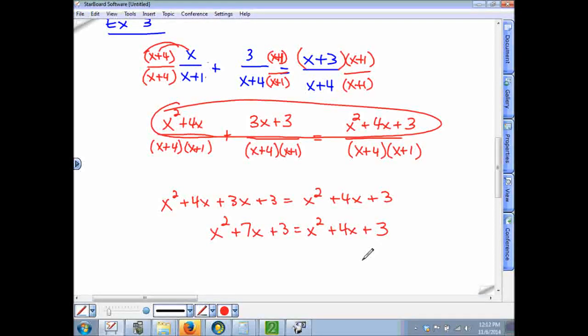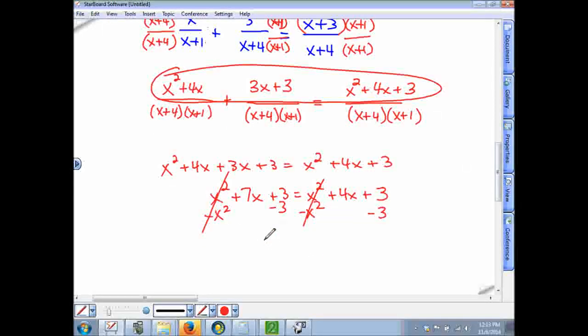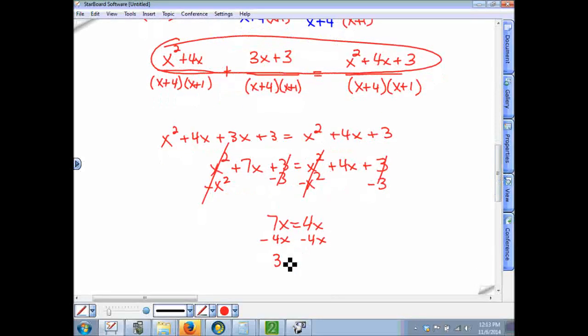Keep going. What if I minus an x squared on both? Can I do that? All right, x squareds are gone. Wait, we're going way too fast here. Hold on. So now we have 7x equals 4x. Subtract 4x. There we go. We have 3x equals 0. Divide by 3. So x equals 0.